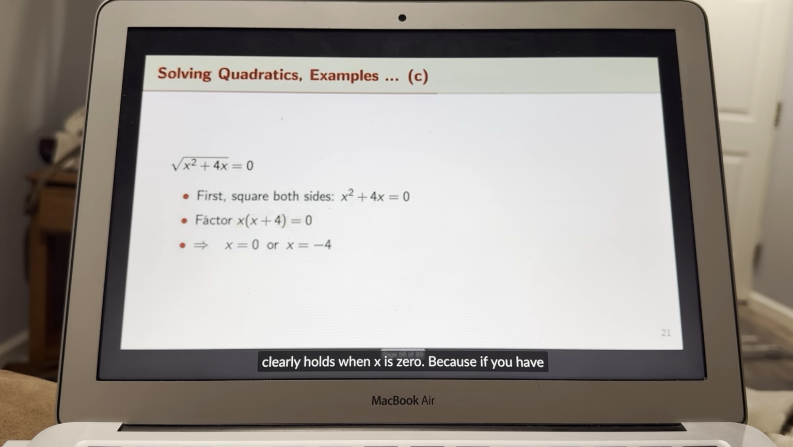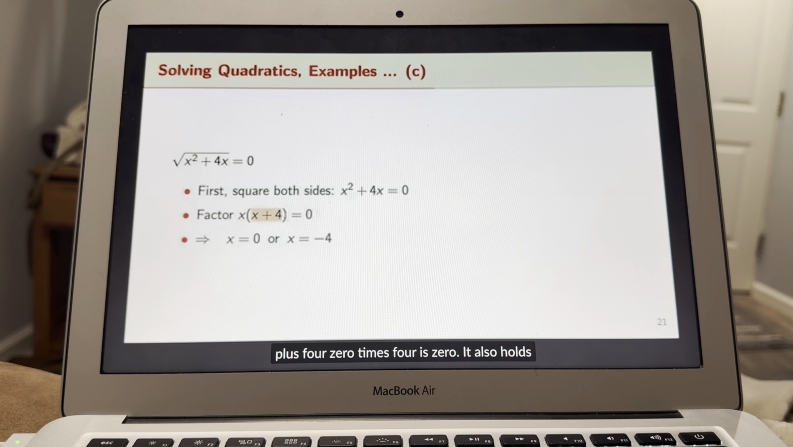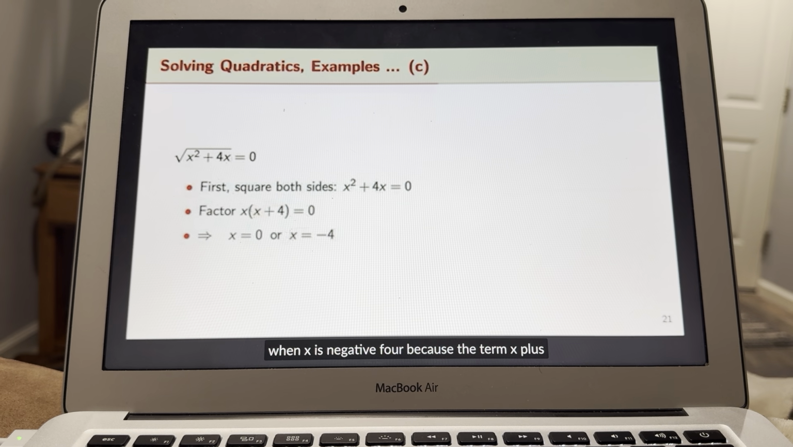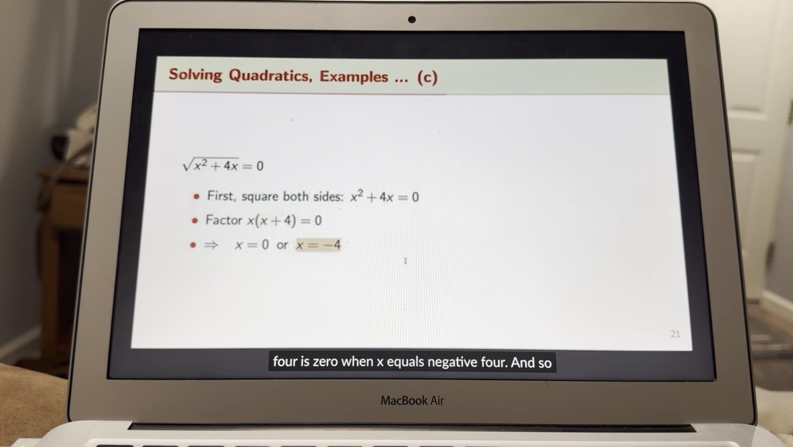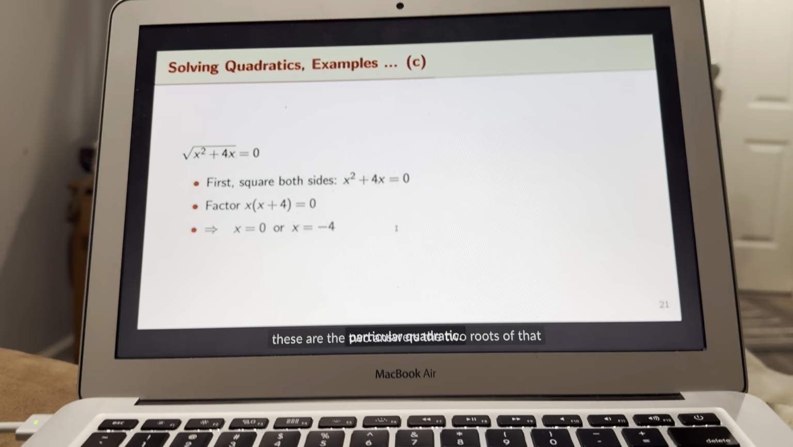Well, that clearly holds when x is 0, because if you have a 0 here, it doesn't matter that you have 0 plus 4. 0 times 4 is 0. It also holds when x is negative 4, because the term x plus 4 is 0 when x equals negative 4. And so these are the two answers, the two roots of that particular quadratic.